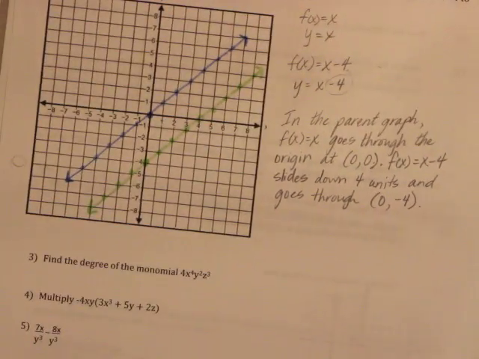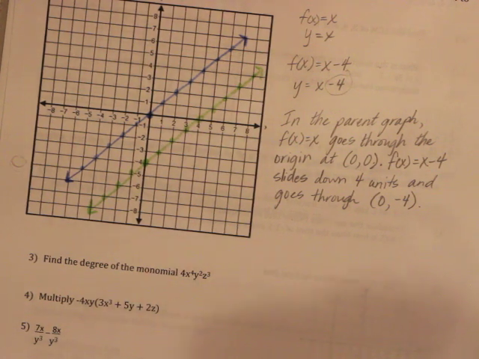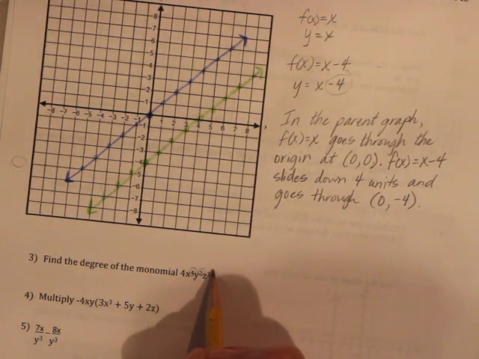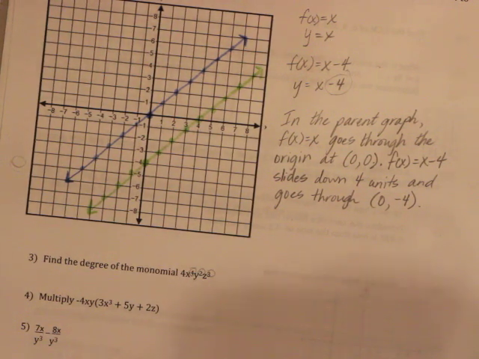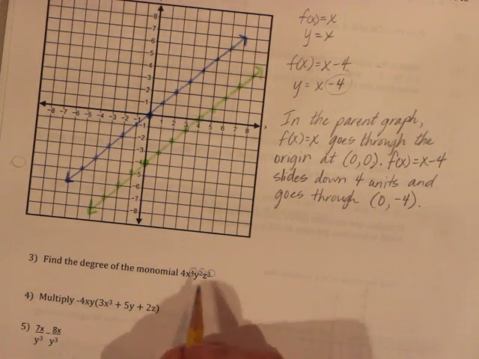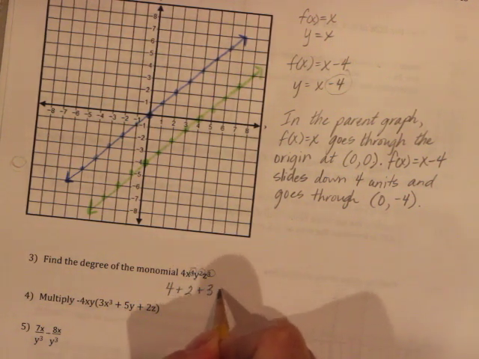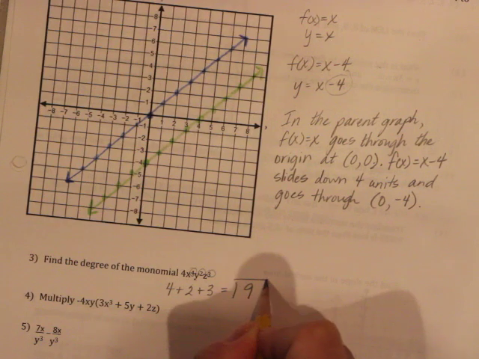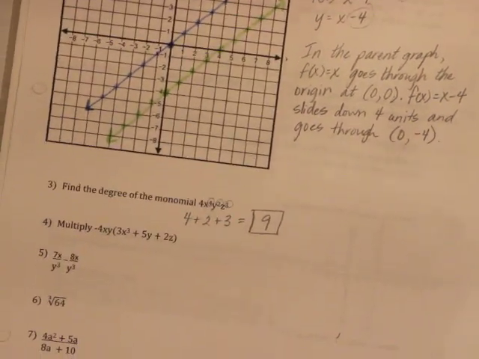Okay, number 3. Find the degree of the monomial 4x to the fourth, y squared, z cubed. To find the degree of a monomial, you add together the exponents. The coefficient does not have a degree. Just the variables. So to find the degree of this monomial, I add 4 plus 2 plus 3, and my answer is 9. That's it. Easy as that. Next one.